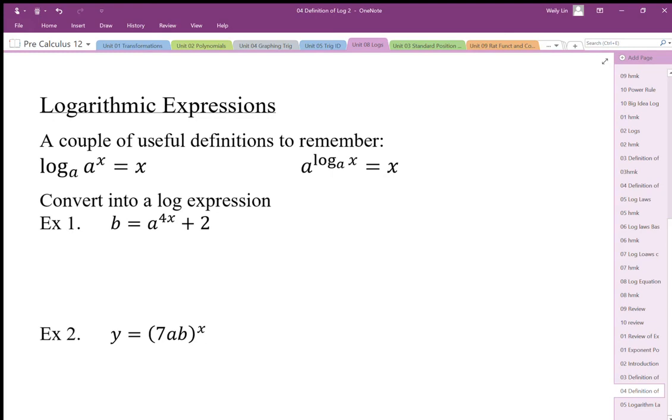There are some other useful definitions, and this is the idea that a log and an exponent essentially undo each other. If I have x inside a log and then we put that through an exponent, we get x back. Same thing over here. So converting things into log expressions, we need those three parts: an argument, base, and an exponent.